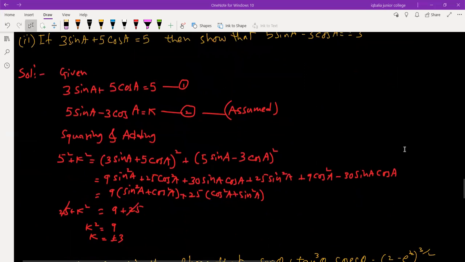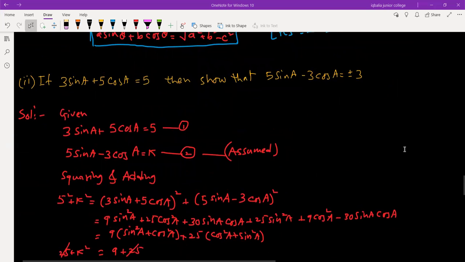Now the next question is the same type of question. So here I'm going to give you this question as homework. I'm not going to solve this question. You have to apply the same procedure in this question also, then you will get the answer. I will just try to explain very rapidly. The question is: given that 3 sine A plus 5 cos A is equal to 5, show that 5 sine A minus 3 cos A is equal to plus minus 3.